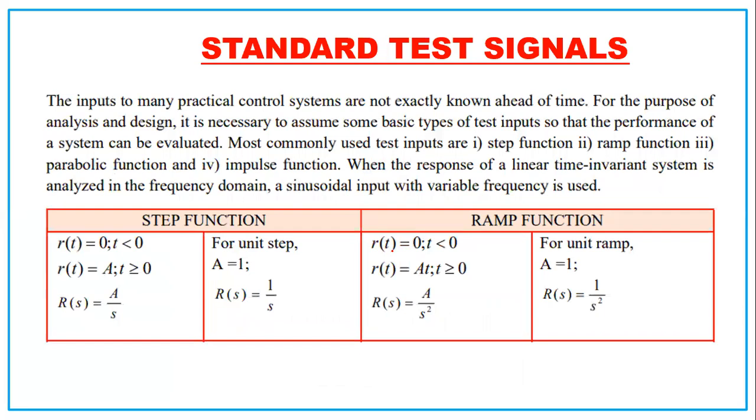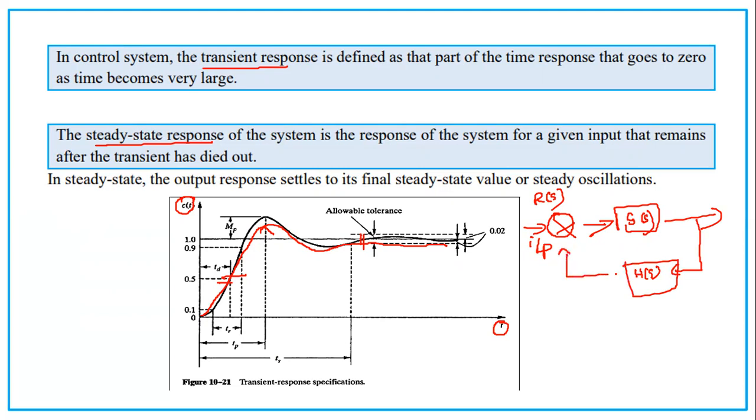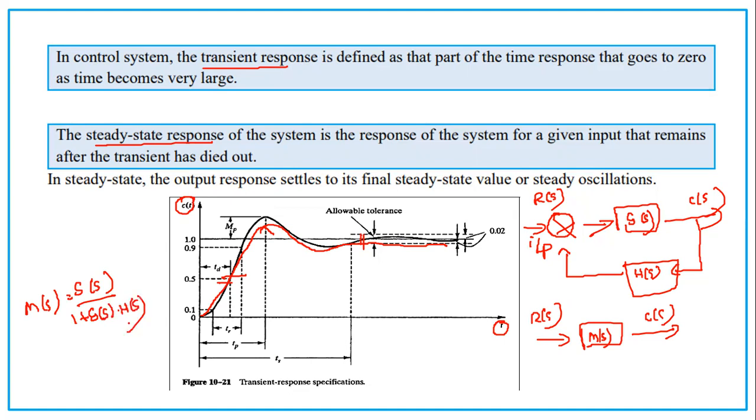Okay, so before we move into standard test signals, I would just like to revise. What is a standard closed loop transfer function? We give R of s for the input, which goes to G of s, the gain, and that is fed back through H of s. This is the closed loop transfer function. If it is M of s, this can be represented like this also, where M of s is equal to G of s by 1 plus G of s into H of s.